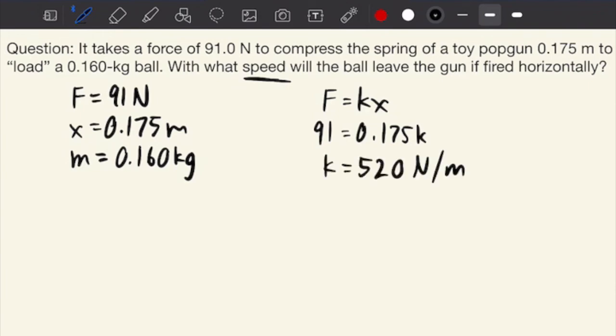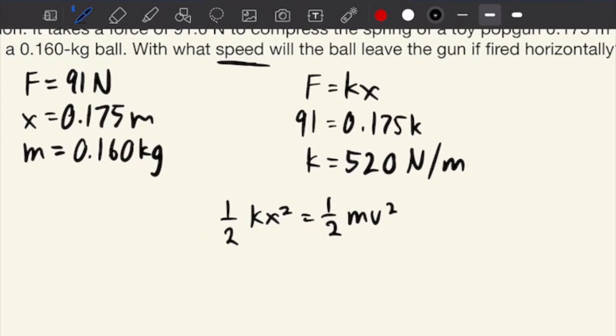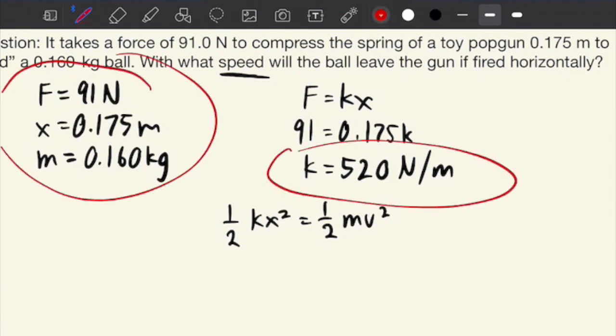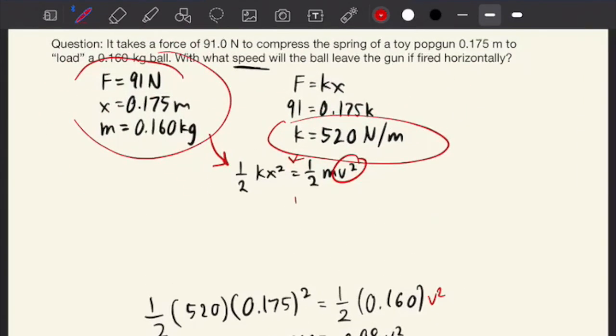To find the speed, we know that potential energy and kinetic energy are directly proportional to each other, which means they are equal. So we're just going to write here 1/2 kx squared equals 1/2 mv squared. Now, what we're going to do is use the variables that we know from here and over here and substitute them into the equation to find v.